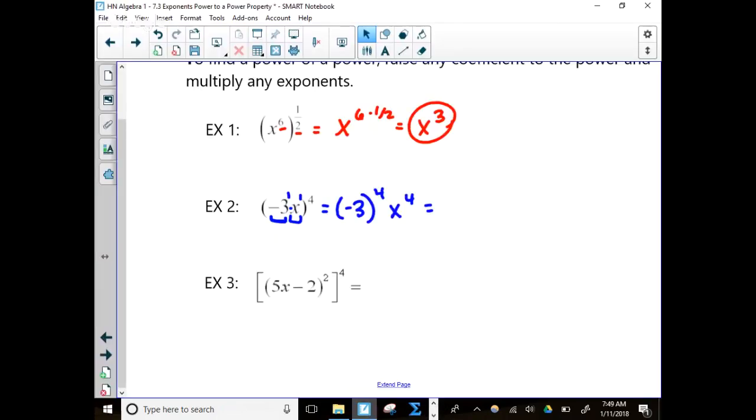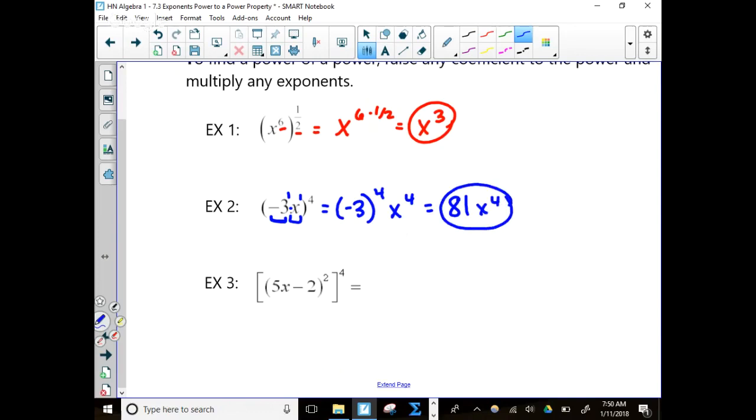Okay, so that would be 81. If you need any higher powers, go ahead and evaluate these. I know yesterday I said not to evaluate these, but I think you can start evaluating them on your homework. And then we're going to just have x to the 4th. All right.